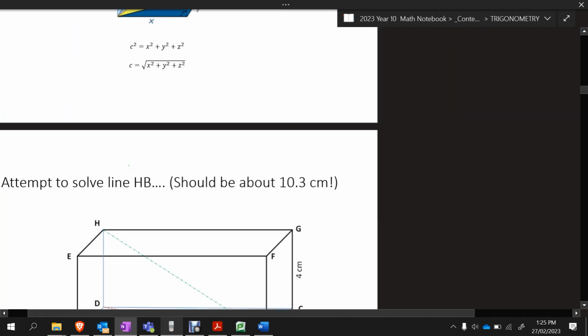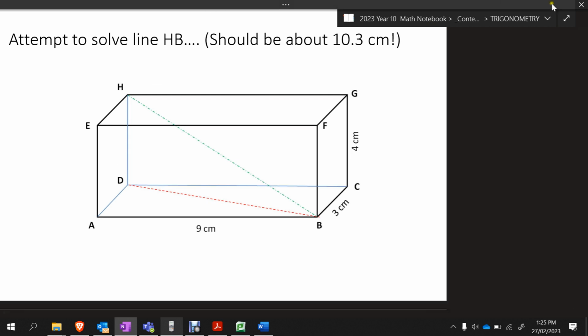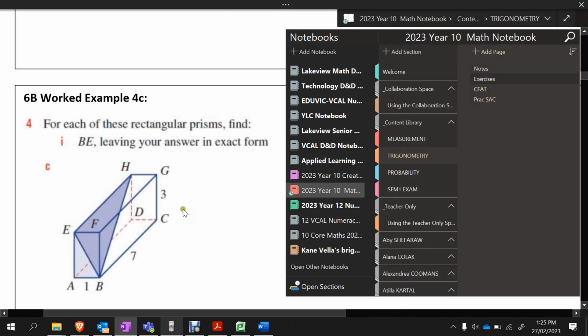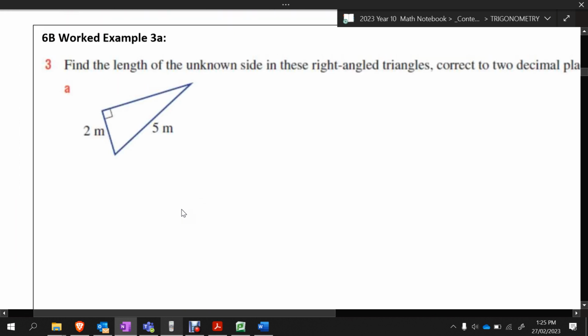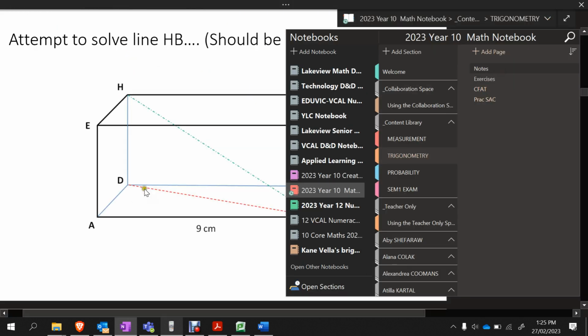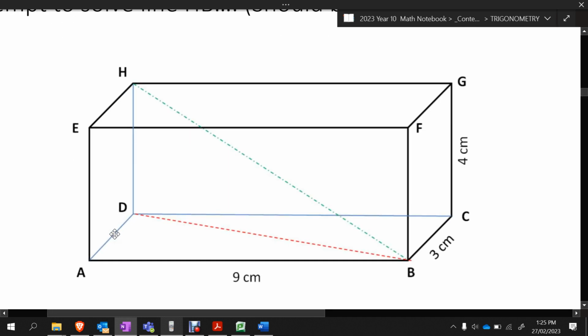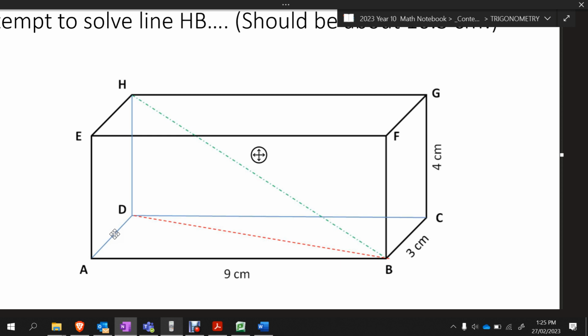Alright, we're going to skip this bit. So what's next here? Oh, I've got to do this one. Okay, that's fine. Let's do one more, and then I'll see if you guys can do it. So for this one, let's look for HB. So you're looking for that length again. Same thing. You're looking for the length in green.